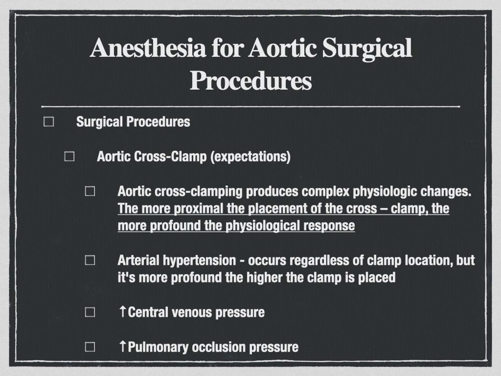On to the aortic cross clamp. What to expect in these large open procedures. The aortic cross clamp produces complex physiologic changes. The more proximal the placement of the cross clamp, the more profound the physiologic response. Arterial hypertension will occur regardless of your clamp location, but it is much more profound the higher the clamp is placed. You can expect an increase in central venous pressure as well as pulmonary occlusion pressures.